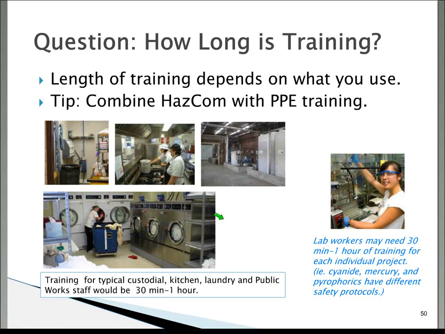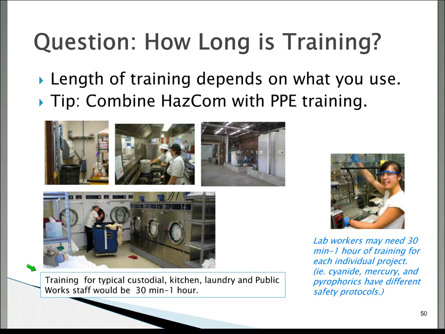So another question we get is, how long is the training? Because I did get a phone call from a school system once who was having trouble getting teachers together for their 8-hour HAZCOM training. So we do not expect your hazard communication and right to know training to be 8 hours long. When I give it to a group, usually I will combine it with training on personal protective equipment, and usually all of the material we need to be covered gets covered in less than an hour.